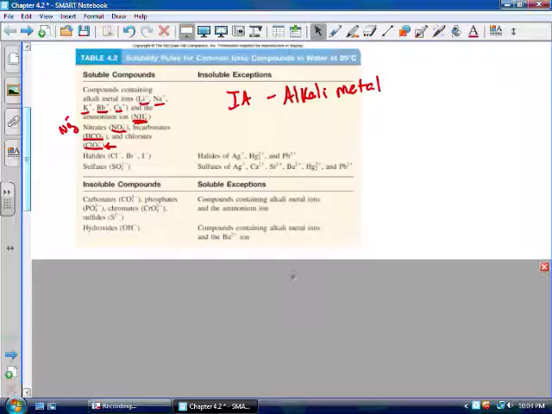Now the halides, chlorine, bromine, and iodine, and fluoride for the most part too, are considered to be generally soluble. Most chlorides, bromides, halides, fluorides, whatever they are considered to be soluble. Only 3 exceptions. If they are with silver, mercury, or lead, then they are insoluble, but all other halides are soluble. Sulfates, again, are generally considered to be soluble.